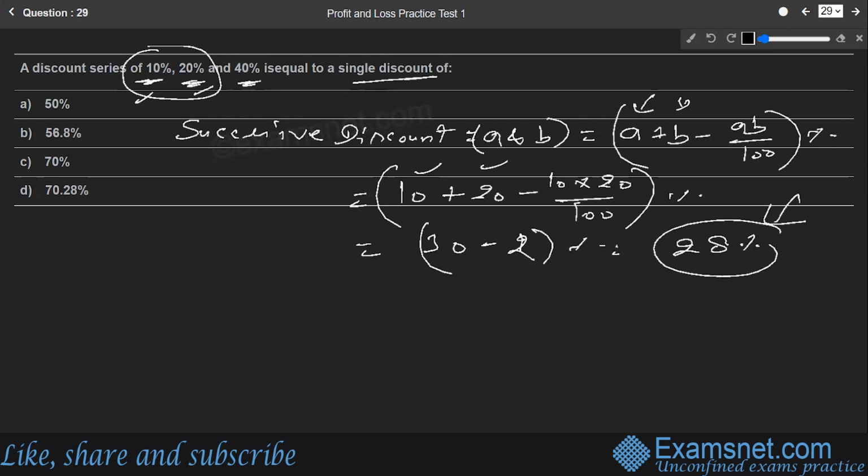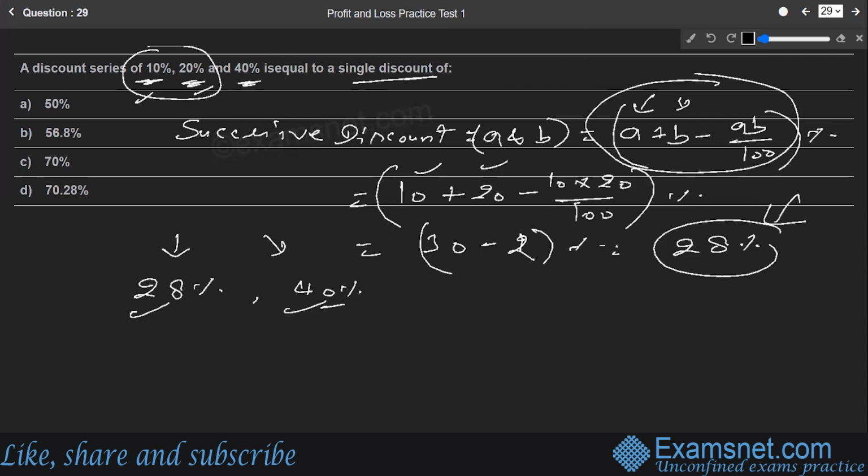Now let us move to the next discount. Now you have got two discounts of 28% and 40%. Two discounts of 28% and 40% is equivalent to a single discount of how much percent? That you are supposed to find out. So we can again use the same formula. This time around the A value will be 28, and the B value will be 40 minus 28 into 40 upon 100. This is what you are supposed to do, in percent.